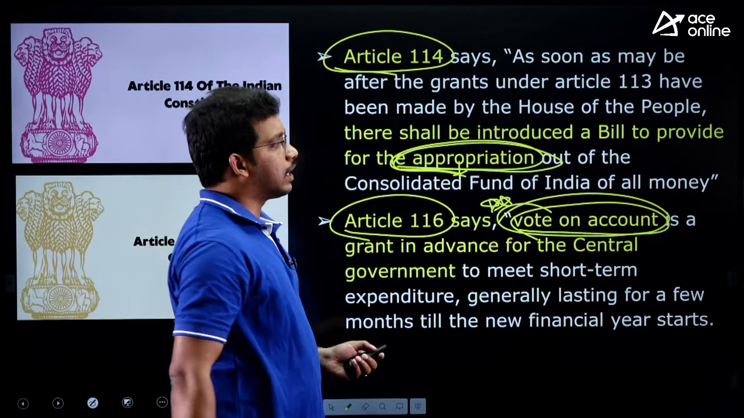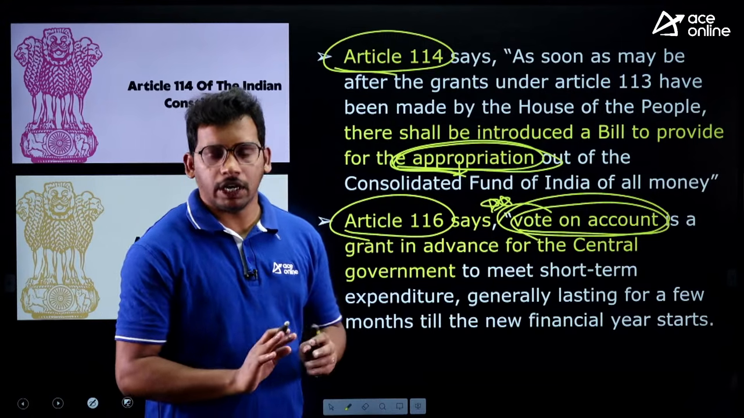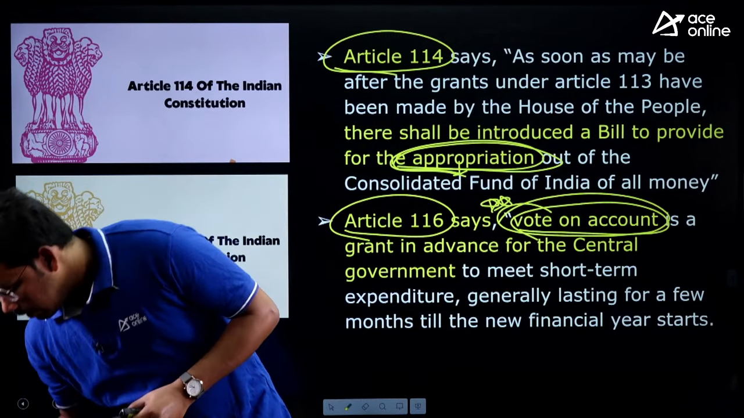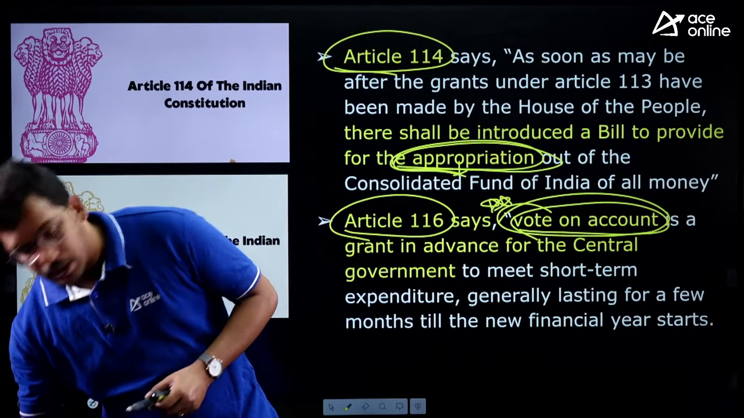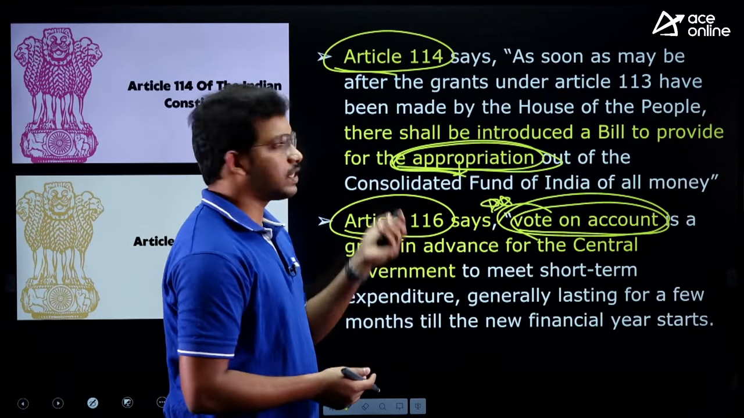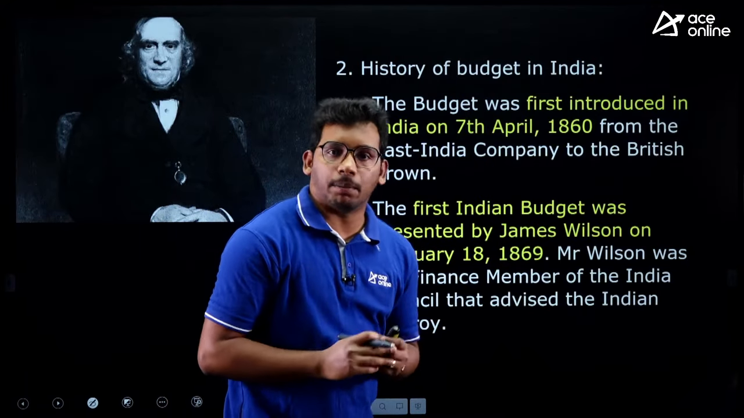These four articles are relevant for our exam and are relevant to the budget, right? I hope this is clear. Very good evening. If you have any doubts from the discussion that has happened, you can ask. So these are the constitutional provisions. Now we will move to the budget.